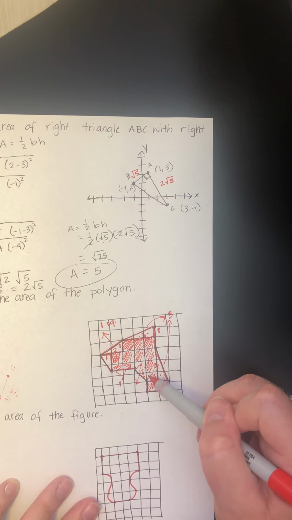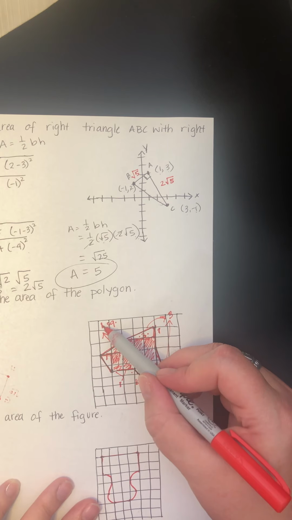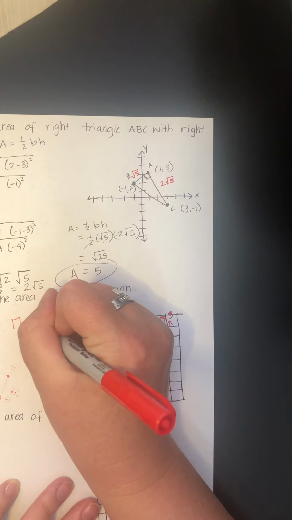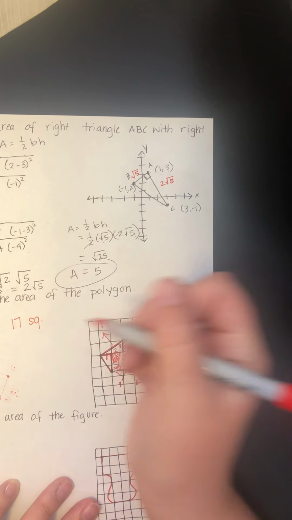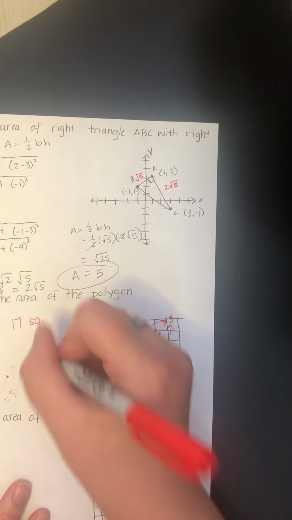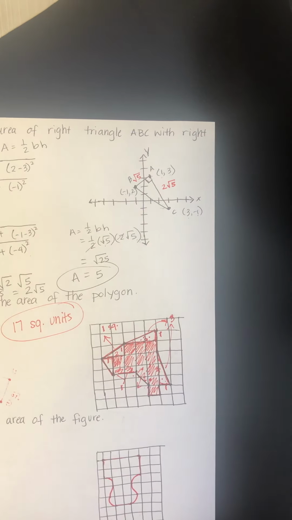So we have 10 that we started with, 3 here, that makes it 13. 1 here is 14, 3 here is 17 total. Our square units, we don't really have a unit, it doesn't say feet or anything. We have 17 square units. That's our estimate for this polygon. Might be a little more, a little bit less, but that's our estimate.